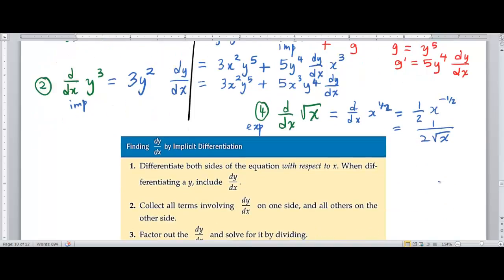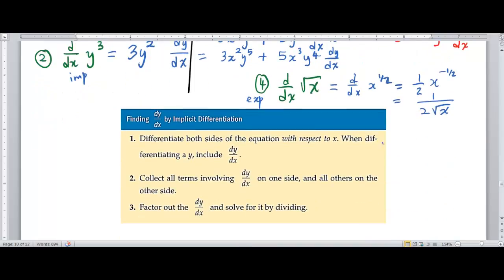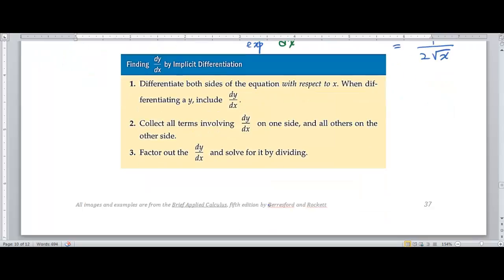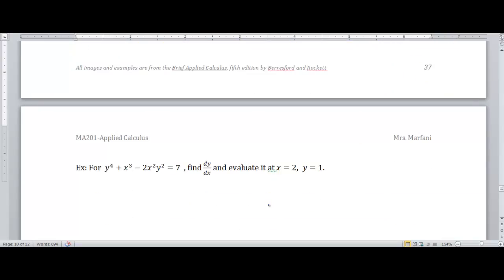Okay. So here are some steps for doing implicit differentiation. You're going to be given an equation. You should differentiate both sides with respect to x. Whenever you take the derivative of the y variable, write dy/dx. Collect all terms involving dy/dx on one side and all others on the other side. Factor out the dy/dx and solve for dy/dx by dividing.